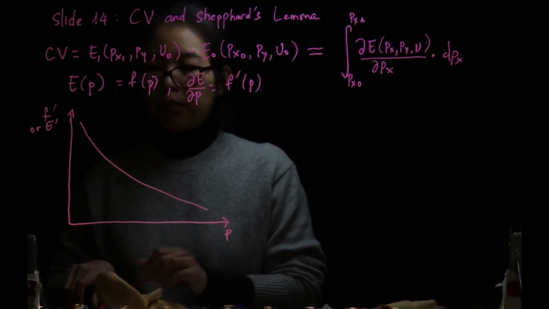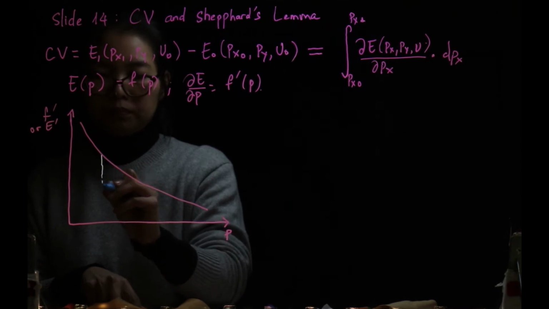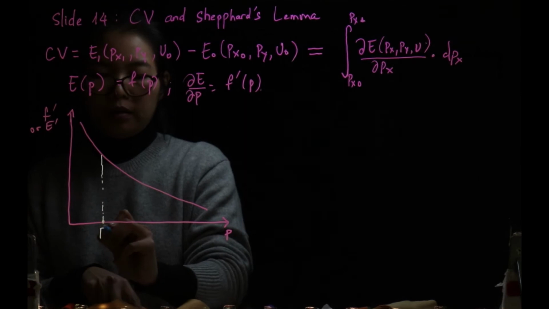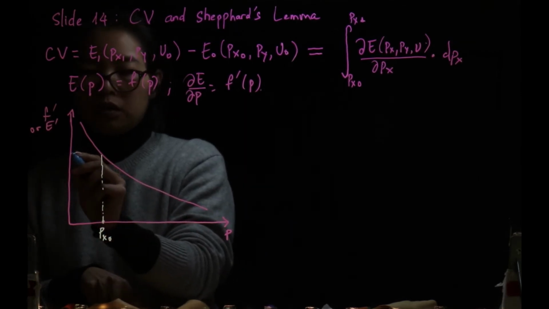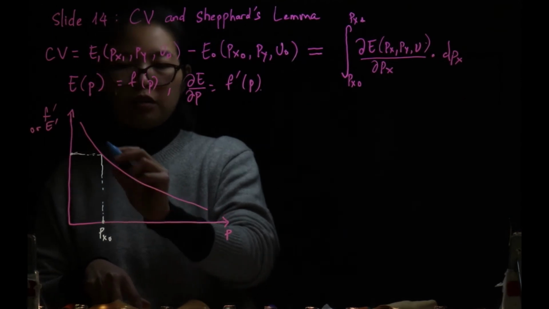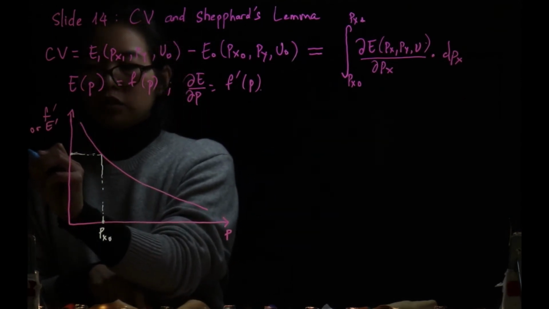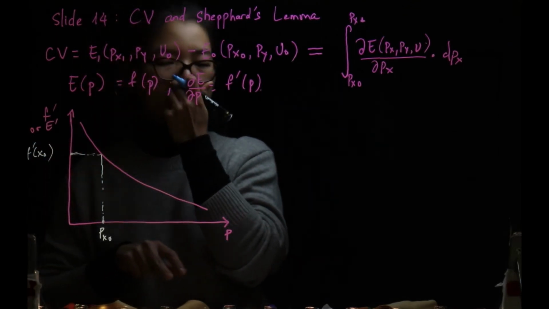Now let's take a point where, for example, here we have px0. So by definition, the value of the function at this point is f(px0). Let me write it here.